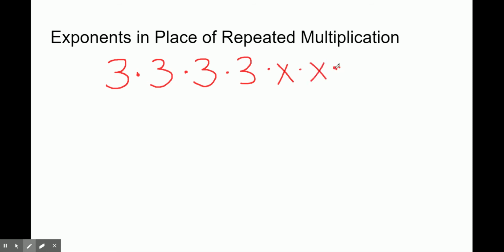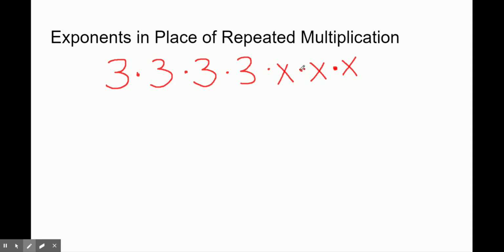Okay, we're going to look at a problem where we're going to use exponents in place of repeated multiplication. So the problem we're going to look at is 3 times 3 times 3 times 3 times x times x times x.